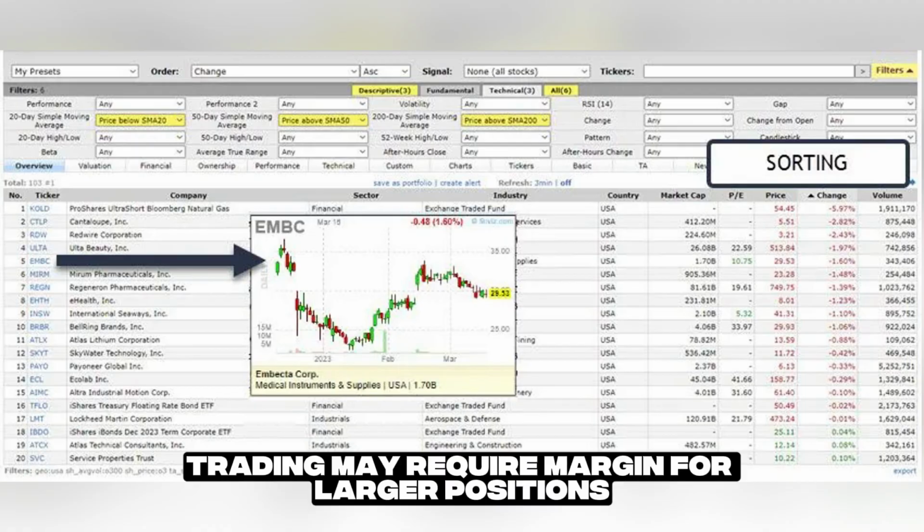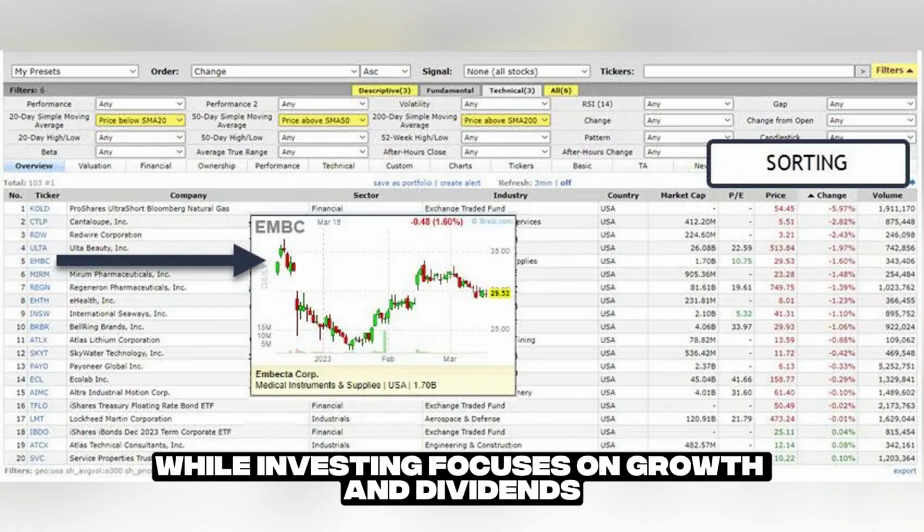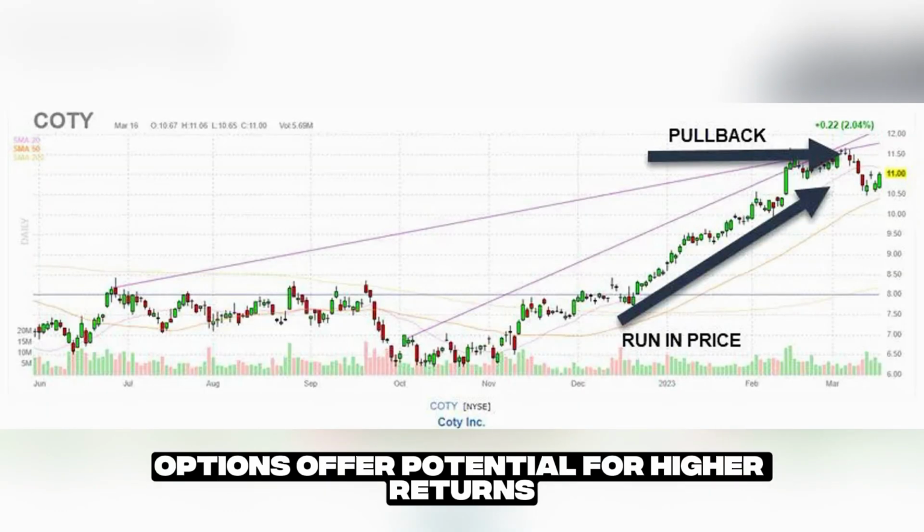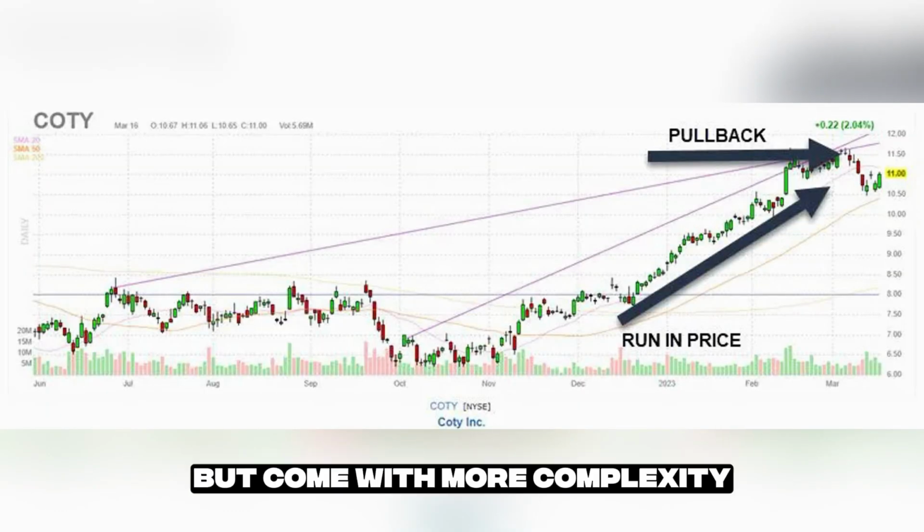Short-term trading may require margin for larger positions, while investing focuses on growth and dividends. Options offer potential for higher returns, but come with more complexity.